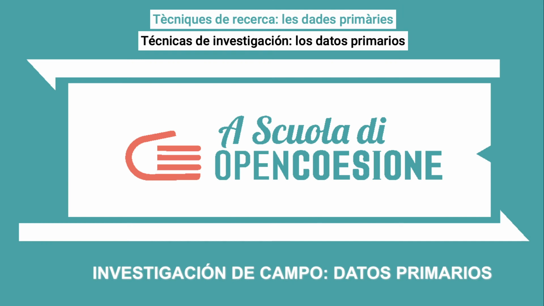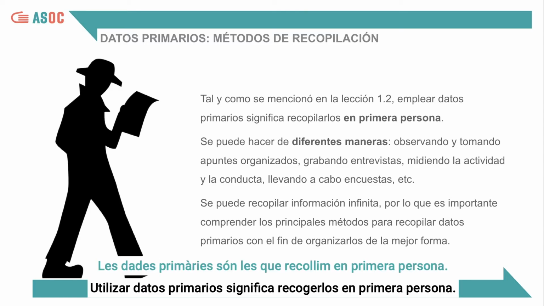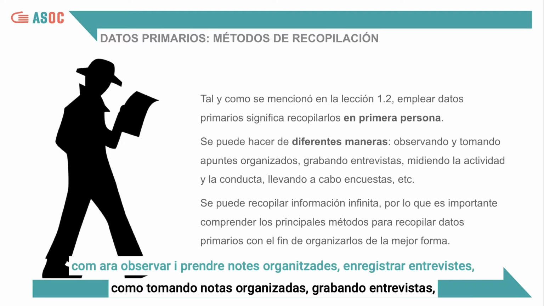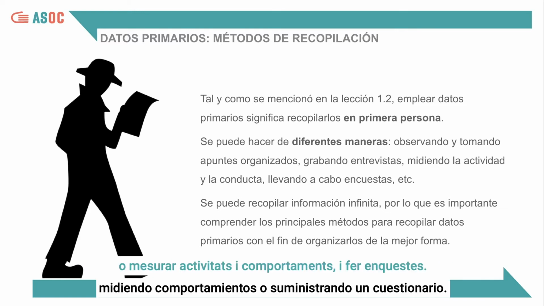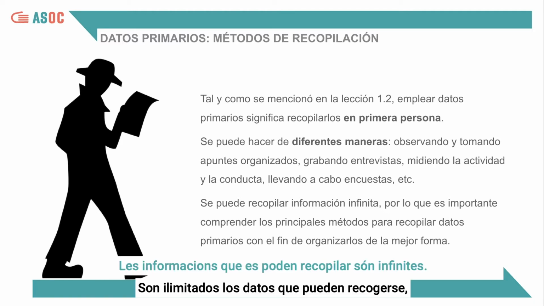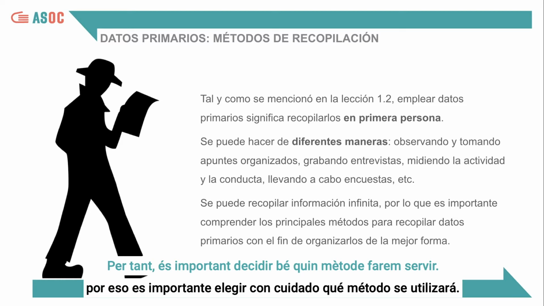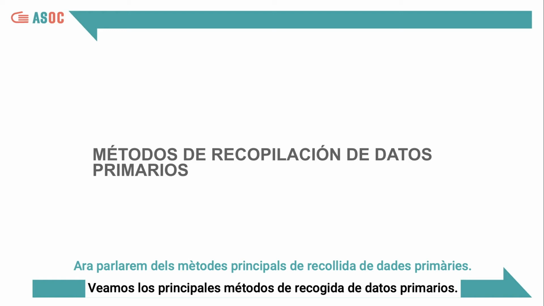Research methods, primary data. Using primary data means collecting them firsthand. There are many ways to do this, such as observing and taking good notes, recording interviews, or measuring activities and behaviours, and surveys. The information that can be collected is endless, so it's important to decide carefully which method to use. We will now discuss the main methods of collecting primary data.